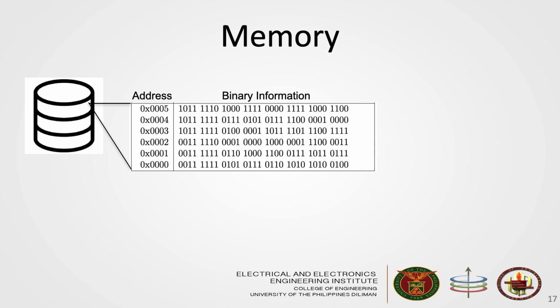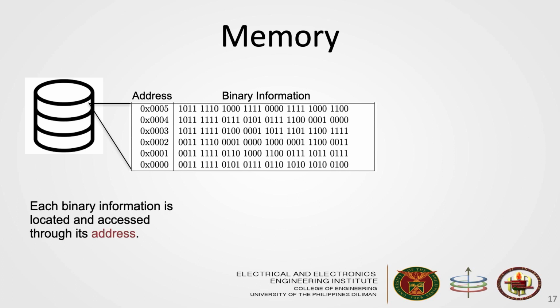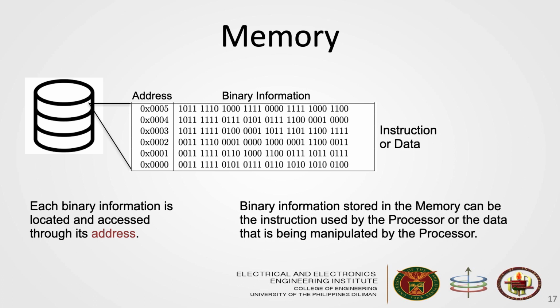The memory is like a library of binary information, and each binary information has an address. You can access the data by first searching for its address, just like a call number of a book in its card catalog. In the previous slide, we mentioned that the instruction used by the processor or the data that is being manipulated by the processor are both stored in the memory.